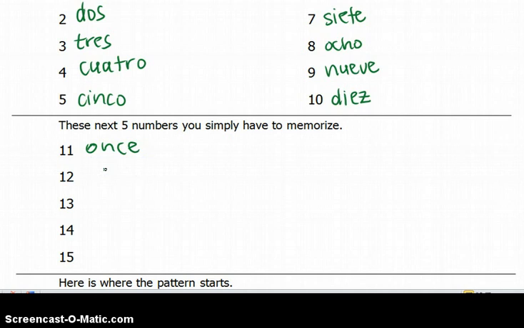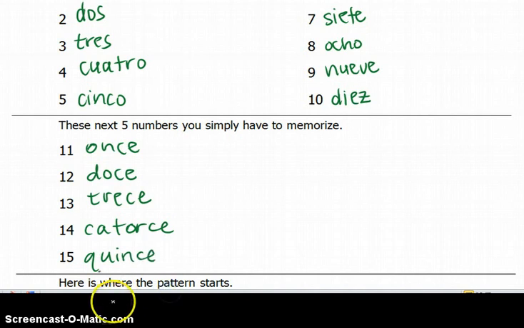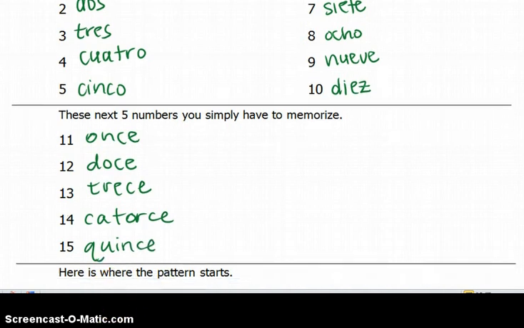Once. 12, doce. 13, trece. Please remember, these are all ending in an E, and E is never silent. 14, catorce. 15, quince. That's 11 through 15. At 16, we start a pattern.